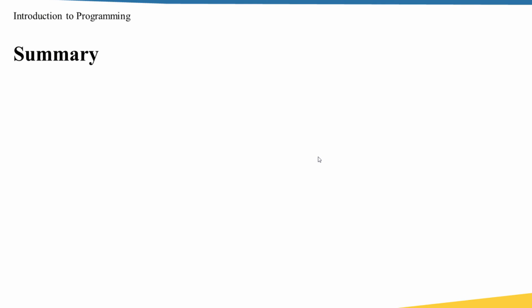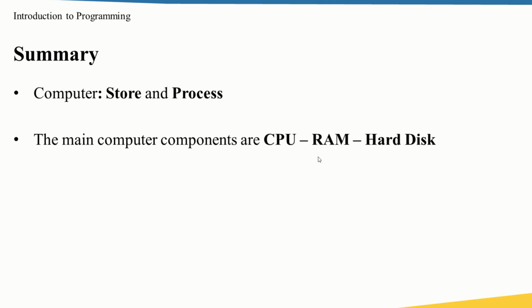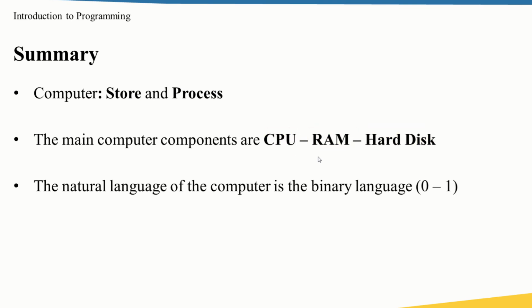Now let's recap what we have learned in this lecture. First of all, computer has been defined, and we saw that the two main jobs of a computer are to store data and to process this data. After that, we saw the main computer components: CPU, RAM, and hard disk. Then we talked about the natural language of computer, and we saw that the computer can understand only binary language, which is 0 and 1.